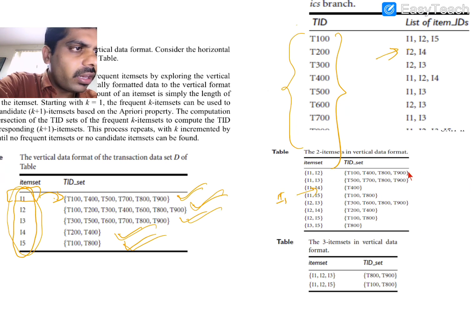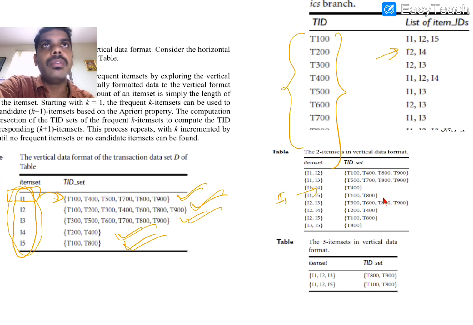In the remaining cases, we can observe there are multiple transactions which hold these sets of items. So whatever item sets have a minimum of 2 transactions, those are treated as frequent 2 item sets. In the same way, 3 item sets. This is the way we find the frequent 1 item sets, frequent 2 item sets, frequent 3 item sets. Clear? So this is what we call the vertical data format.